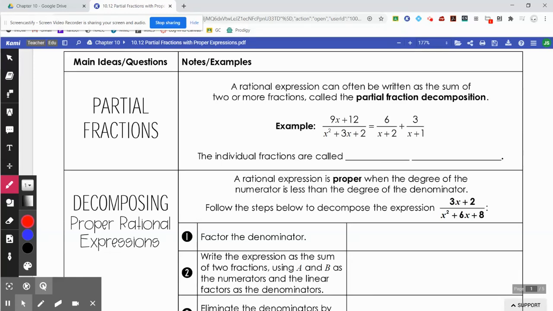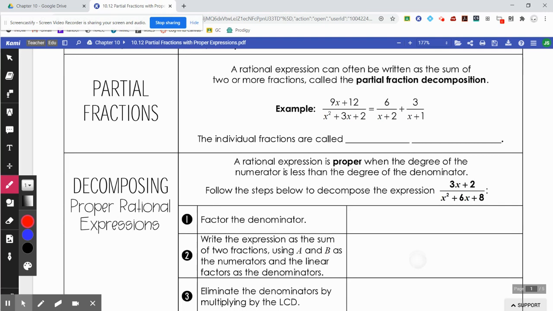Okay, in this lesson, we're going to be talking about partial fractions. A lot of times it seems like in math, in one lesson we'll do something and in another lesson we'll undo. And that's kind of like what's happening here. A rational expression can often be written as the sum of two or more fractions, called a partial fraction decomposition. So we are going to take a fraction and decompose it into the sum or difference of two other fractions.